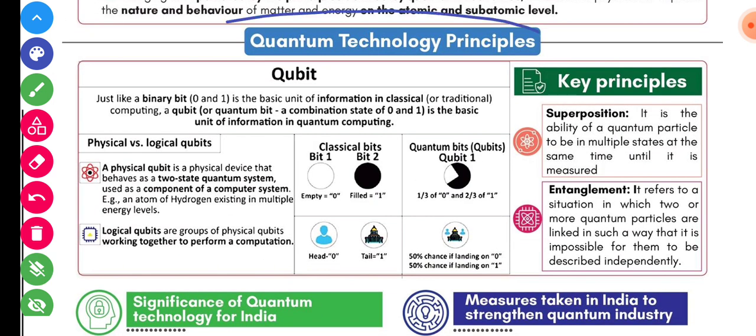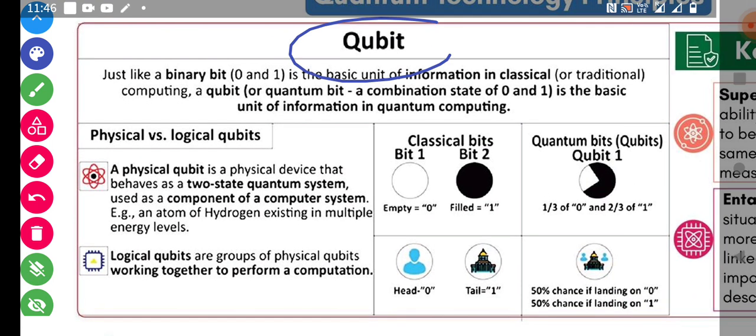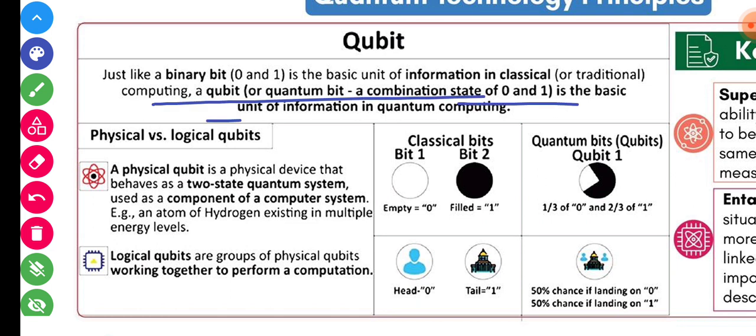The quantum technology principles. What are the principles about quantum technology? First is the qubit. What is a qubit? Just like a binary bit 0 and 1 accepted by the classical computer, the bit is the basic unit of information in classical or traditional computing. A qubit or quantum bit, a combination state of 0 and 1, is the basic unit of information in quantum computing.